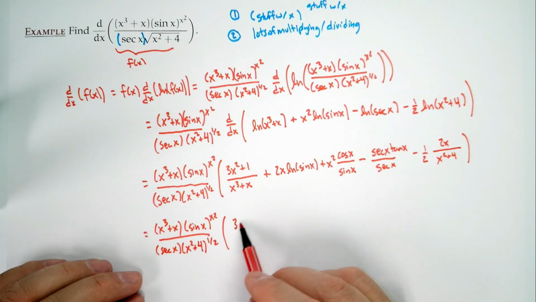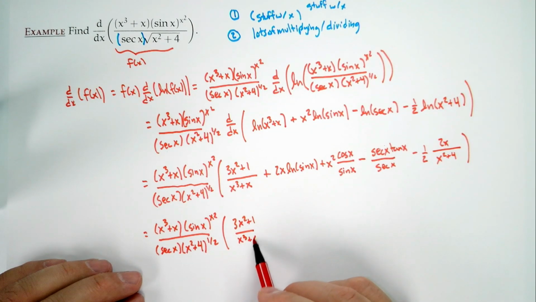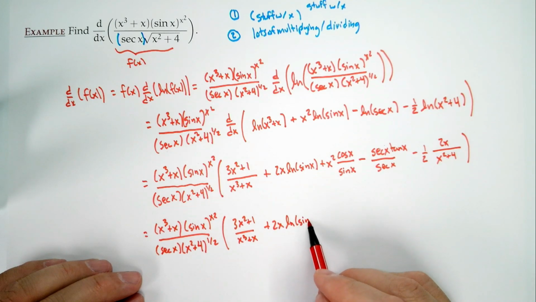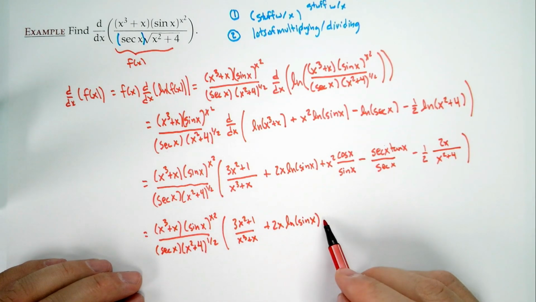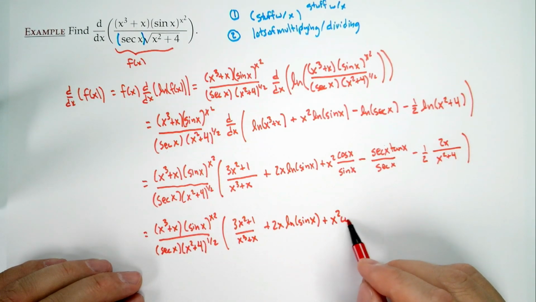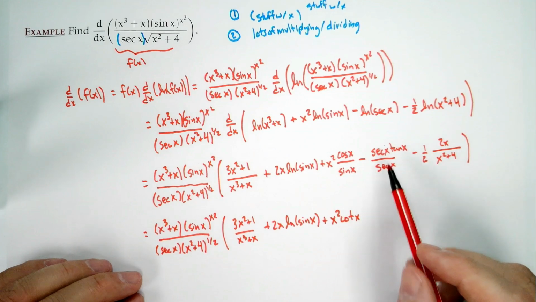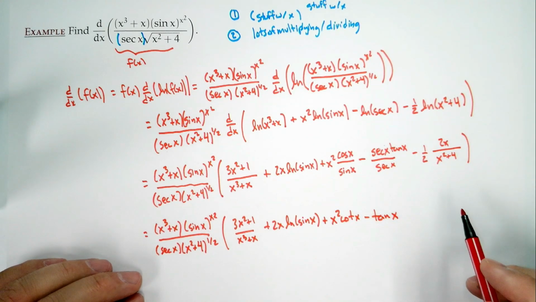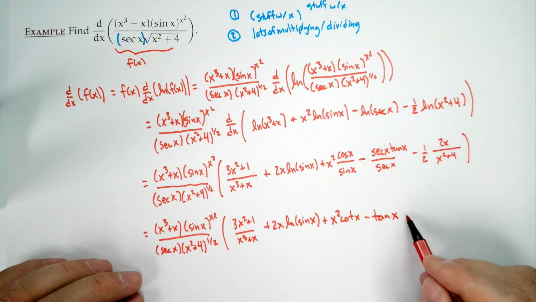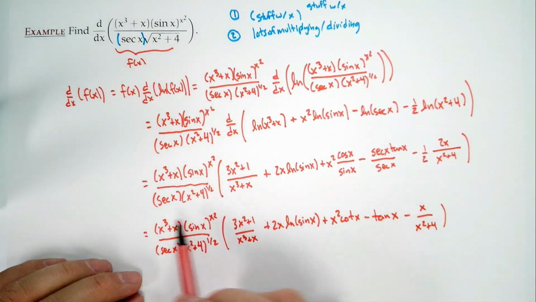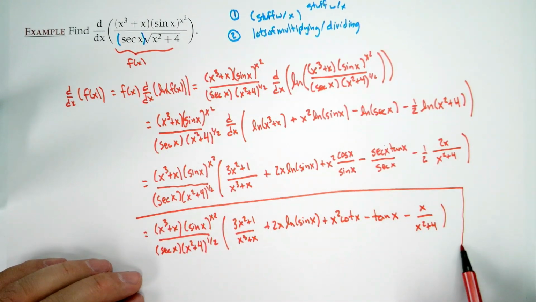First term, that's about as simple as we can go, so we're fine with that. The second term, 2x log sine x, looks pretty good, so we'll be happy. The next term, you get a cosine over sine, so we might as well say it's a cotangent. The next term, the secants cancel, so we'll write that as tangent. And then here we can cancel off some 2's, so minus x over x squared plus 4. And there you go.